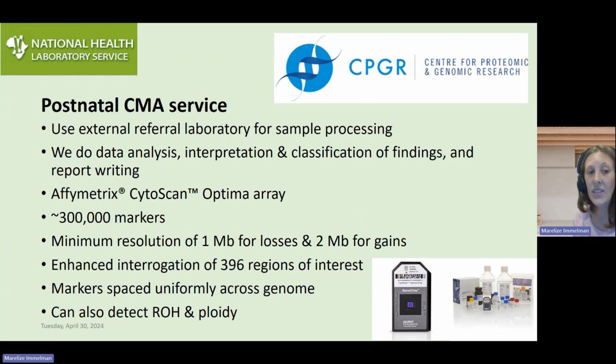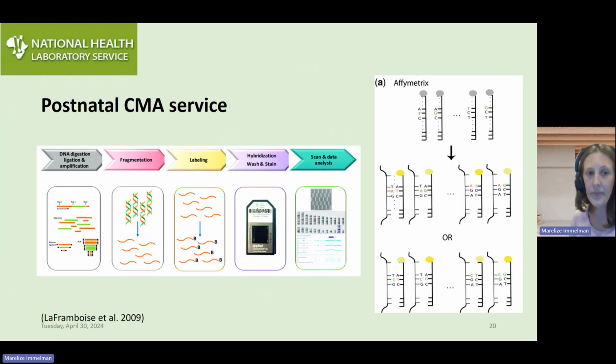For this service, we use the Affymetrix Cytoscan Optima array with about 300,000 markers, and this provides a minimum resolution of 1 megabase for losses and 2 megabase for gains in size. And this array has both CGH probes and also genotyping probes, and therefore this array can be used to detect regions of homozygosity and ploidy.